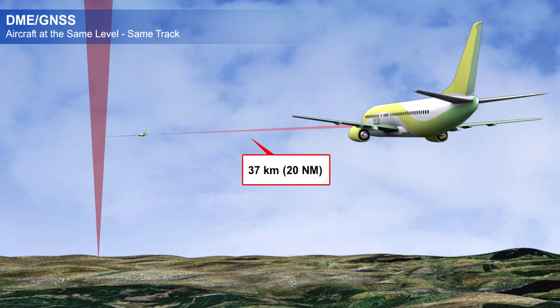For aircraft at the same flight level, whilst on the same track, the normal standard is 20 nautical miles, provided each aircraft uses on-track DME stations and separation is checked by obtaining simultaneous DME readings from the aircraft at frequent intervals. The standard may be reduced to 10 nautical miles, providing the leading aircraft maintains a true airspeed of 20 knots or more faster than the following aircraft.